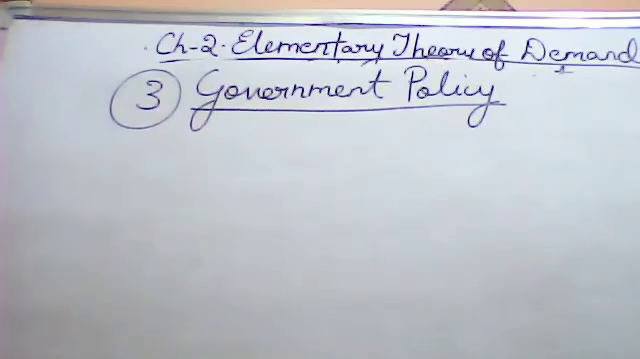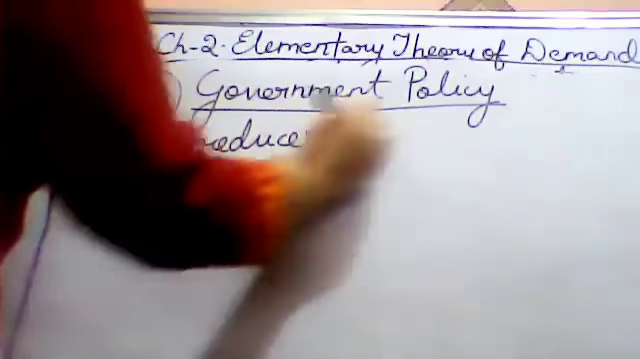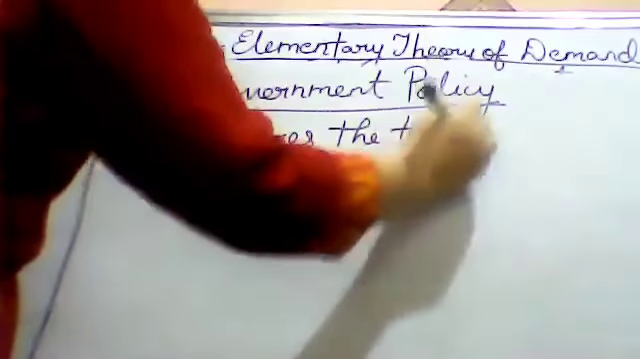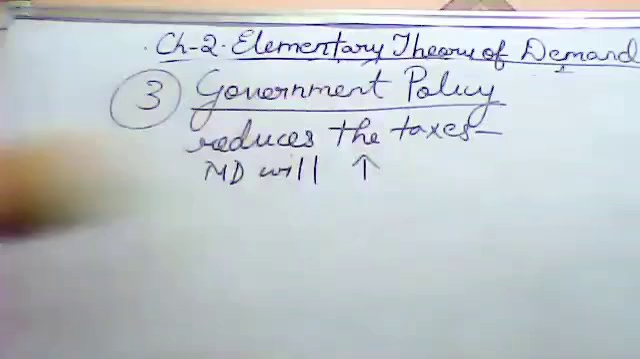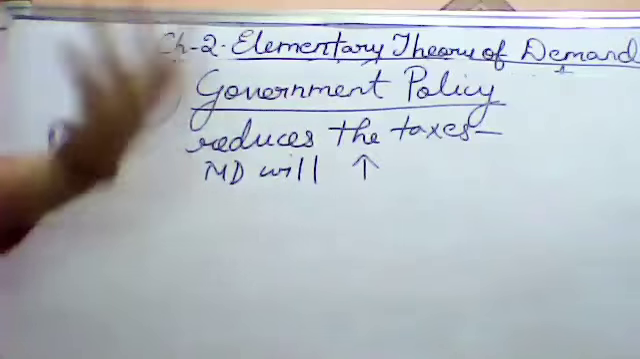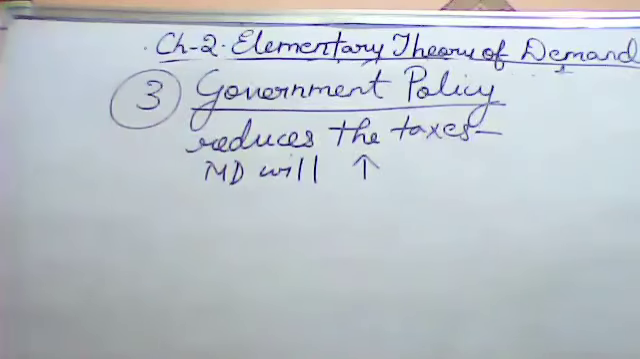Who can tell me? Yes, say. Ma'am, for example, if government taxes are reduced on wheat, its price would decrease and the demand will increase. Right. If the government reduces the taxes, then market demand will increase. But if the government imposes more and more taxes, then things will become costly for us, and definitely the demand will reduce.